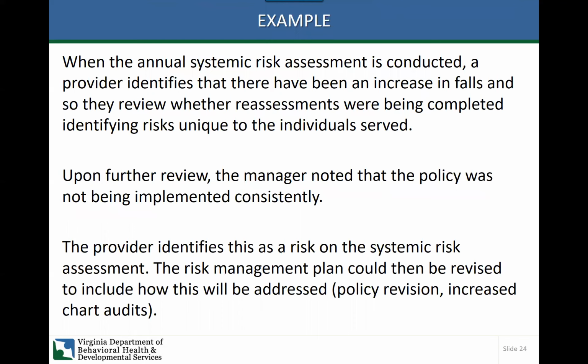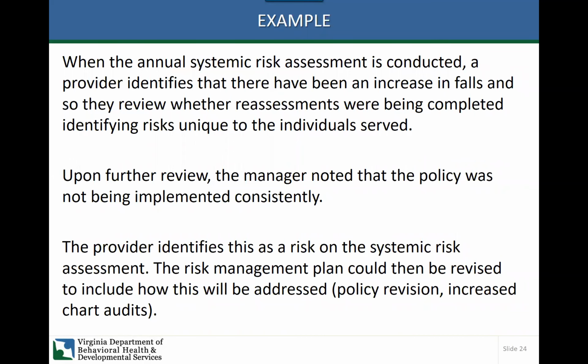So when the annual systemic risk assessment is conducted, a provider says there have been an increase in falls. So they may review whether their reassessments were being completed, identifying risks unique to the individual served. And as they do that, they note that the policy was not being implemented consistently. So the provider identifies this as a risk on their systemic risk assessment. And the risk management plan could then be revised to include how this will be addressed.